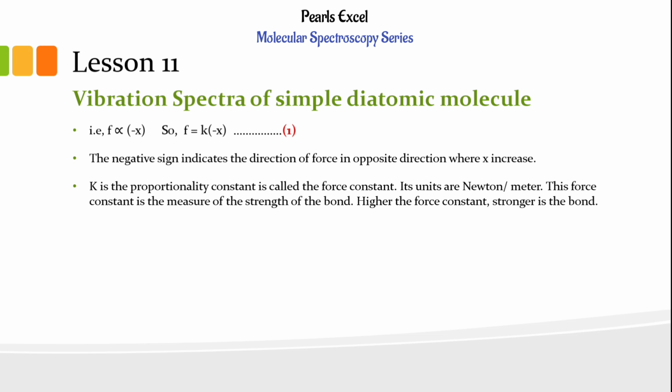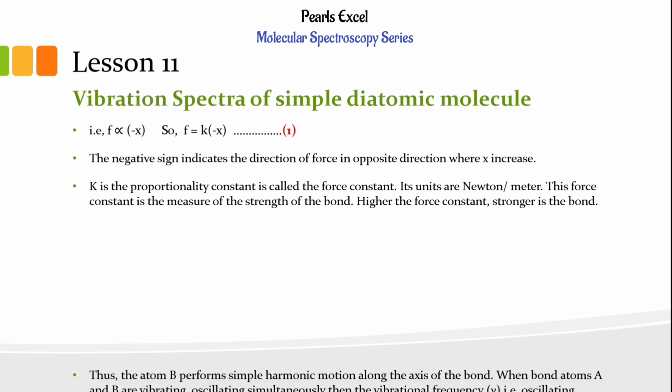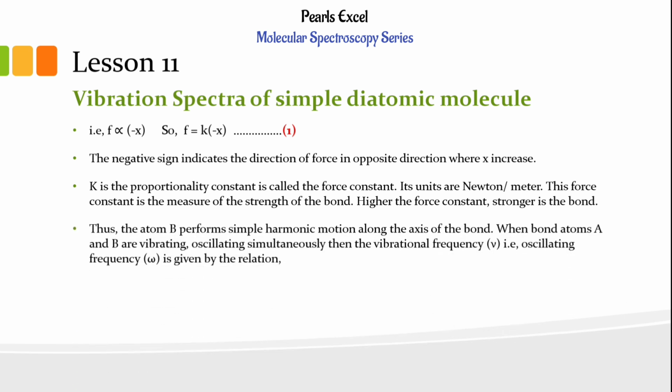This force constant is the measure of the strength of the bond. The higher the force constant, the stronger is the bond. Thus, the atom B performs simple harmonic motion along the axis of the bond. When atoms A and B are vibrating, oscillating simultaneously, then the vibrational frequency nu, that is oscillating frequency omega, is given by the relation omega is equal to nu is equal to 1 upon 2 pi square root of k upon mu. This is equation number 2.